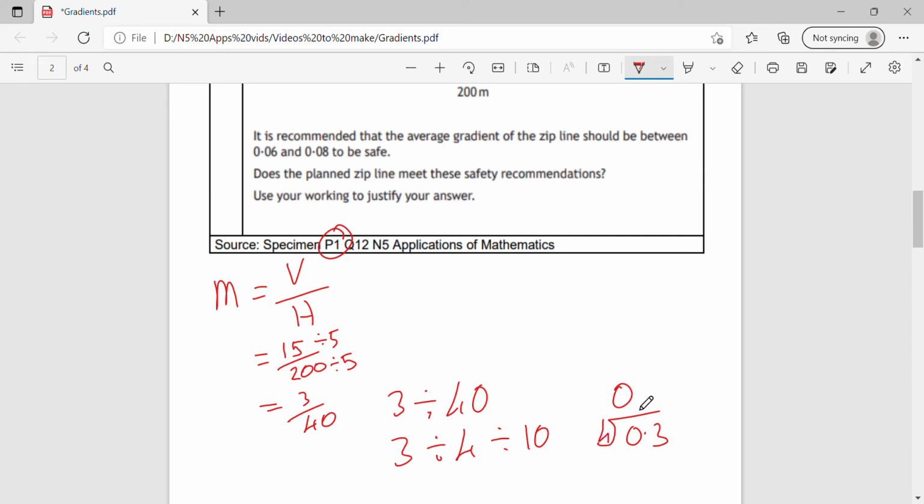We get 0 4's fitting into 0, carry that on. We get 0 fitting into that. Add another 0 and carry that on. We can fit 7 4's into 30, that makes 28. So we've got 2 remaining and 5 fit into 20. So the answer to that is 0.075. So we've got 0.075, has to be between that and that.